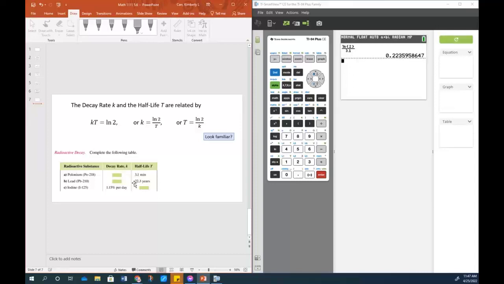The next one, I'm going to do it the exact same way. So the easiest thing for me is just go up and hit enter, so I can just change the number that I need to change. It's still ln of 2, but now I'm dividing it by 22.3. And now it's in years. And your decay rate and half-life are always measured in the same units of time. So if it's minutes, it's minutes. If it's years, it's years.